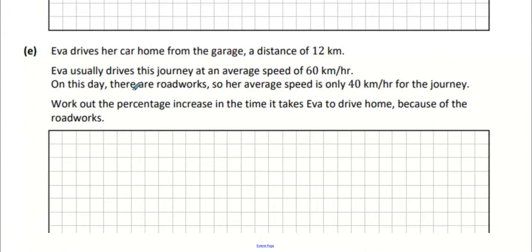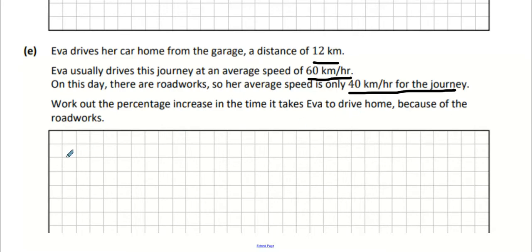Ava drives her car home from the garage a distance of 12 kilometers away. Ava usually drives this journey at an average speed of 60 kilometers per hour. On this day, there are roadworks, so her average speed is only 40 kilometers an hour on the journey. Work out the percentage increase in the time it takes Ava to drive home because of the roadworks.